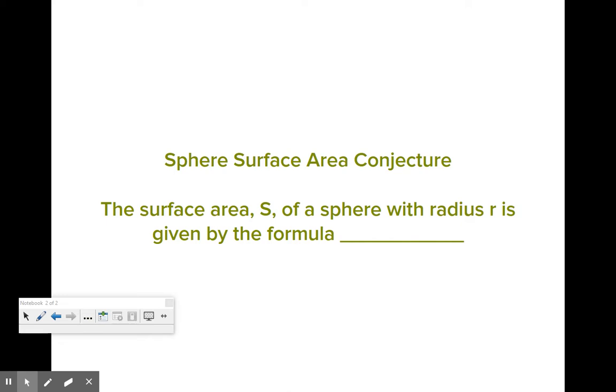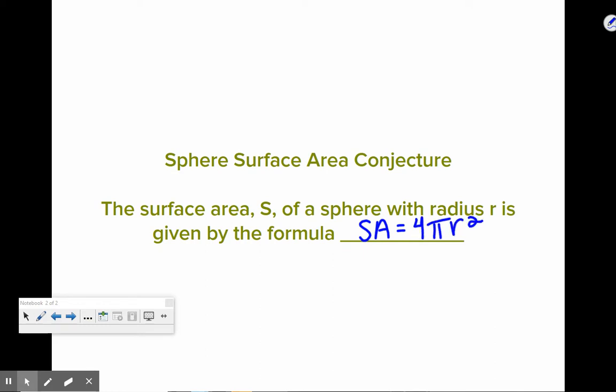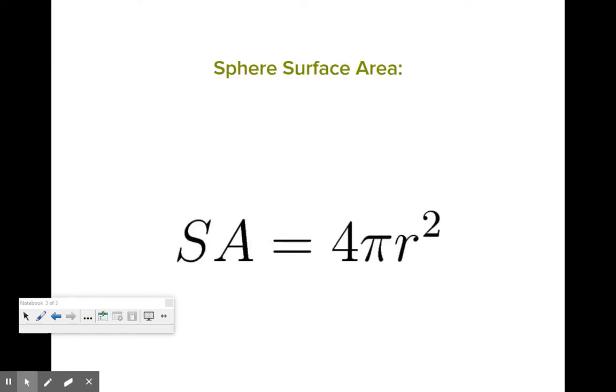The surface area of a sphere, we are going to write it as 4 times pi r squared. Notice that it's very identical to just the area of a circle, but we're multiplying it by 4. Pi r squared is the area formula for a circle, and the surface area of a sphere is just 4 times that. And here it is again.